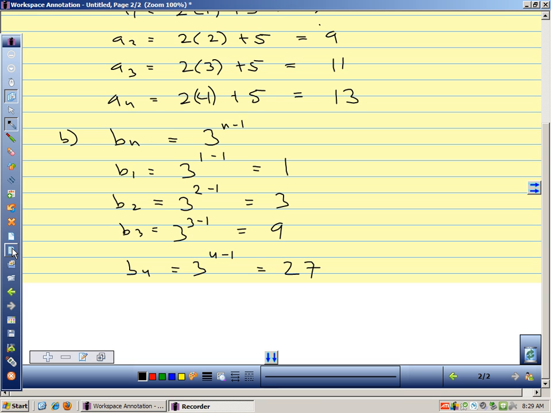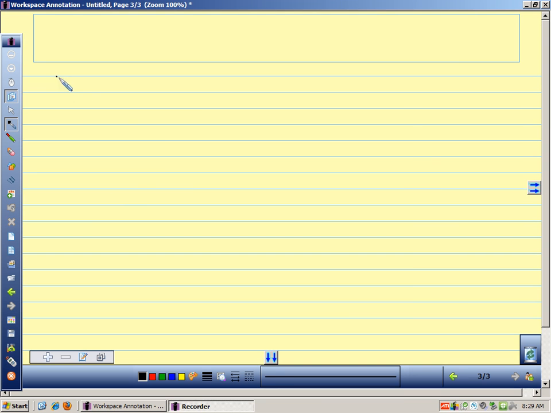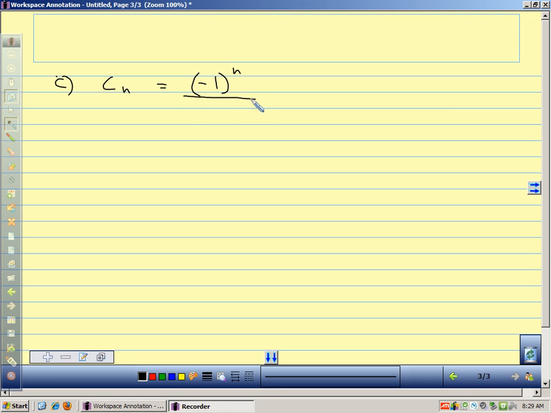All right. Let's look at our third example, C. This one is going to be an important one to pay attention to. If C sub n equals minus 1 to the n divided by n squared plus 1, we want to write down the first 4 terms of this sequence.